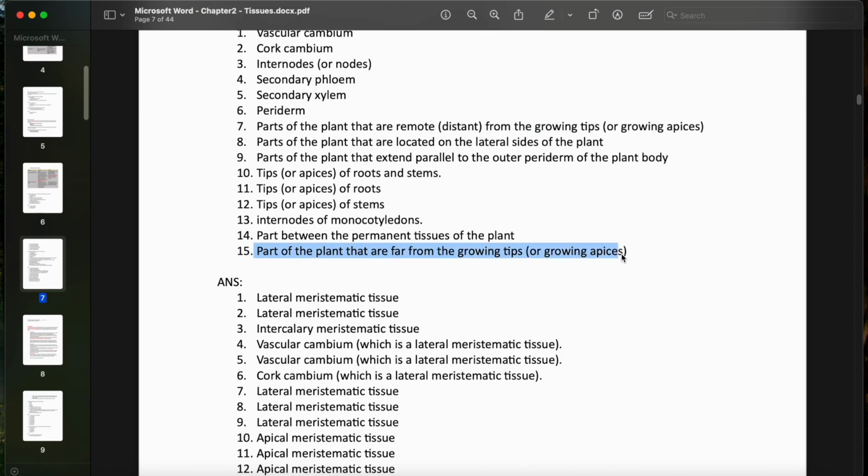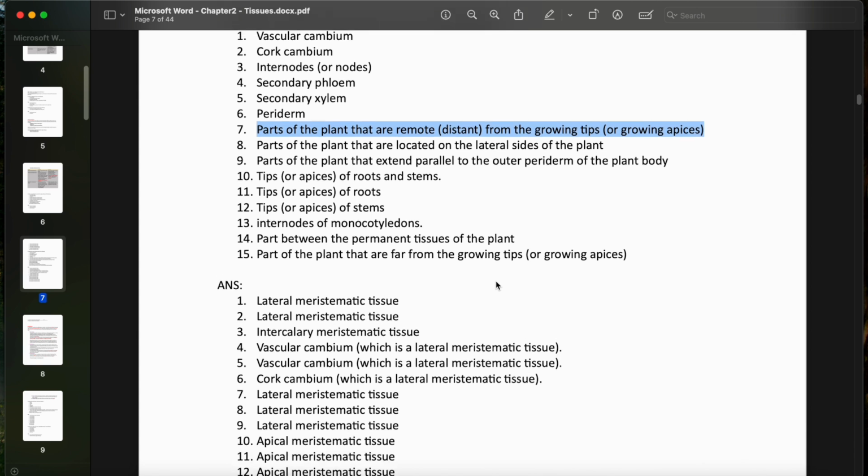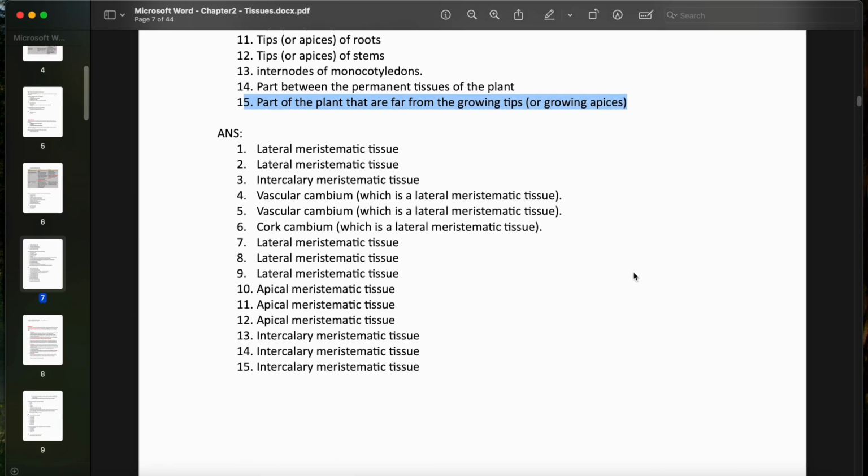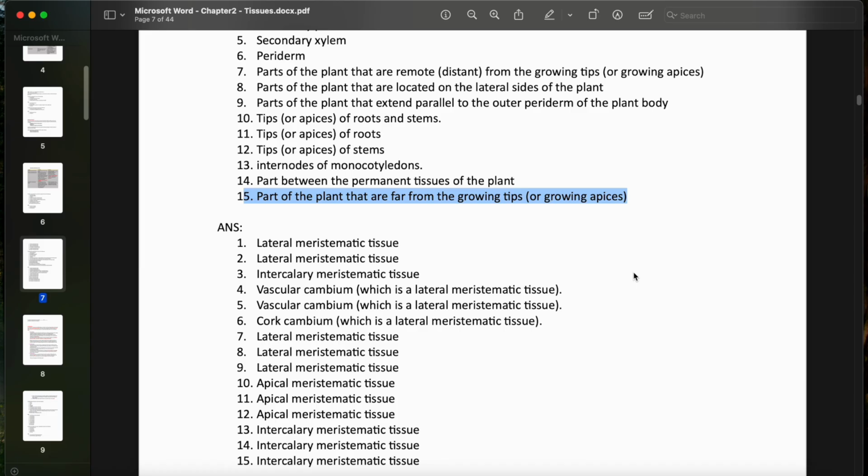Now, this one here and this one. Now here it says parts of the plant that are far from the growing tips or growing apices, and here it says parts of the plant that are far or remote from the growing tips, growing apices. It's the same, describing the same thing. But as I've seen in the previous questions, some questions can be extremely weird that they depend on how they phrase it in the book. So if this is how they phrase it in the book, that means it's the lateral meristematic tissue. And this is going to be the intercalary because this is how they phrase it in the book.